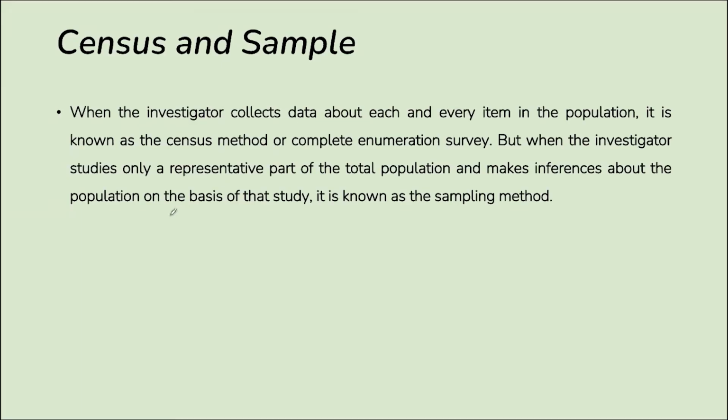So let us study the census and sample method. What is the census and sample? Basically, when secondary data is not available for the problem under study, an investigator has to collect the primary data. This collection of primary data can be done by two methods. First is the census, and second is the sampling method. So what is census and what is sampling?